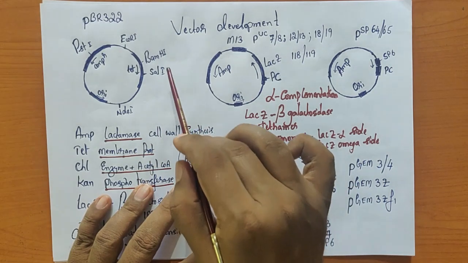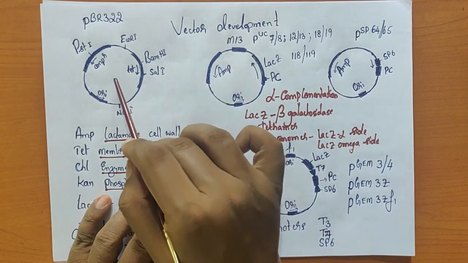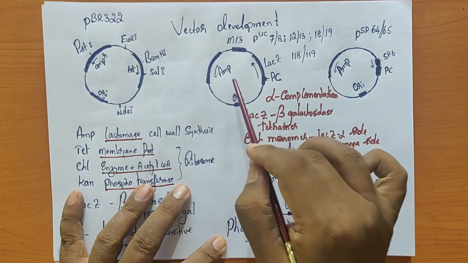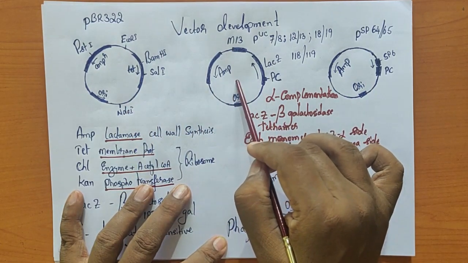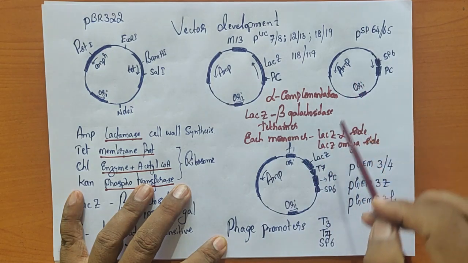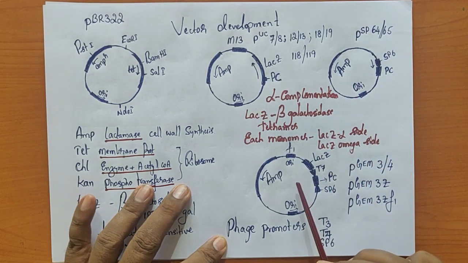Now that is how the expression vectors developed from pBR322, from one vector to another vector, and this is a much more improvised vector, in fact.